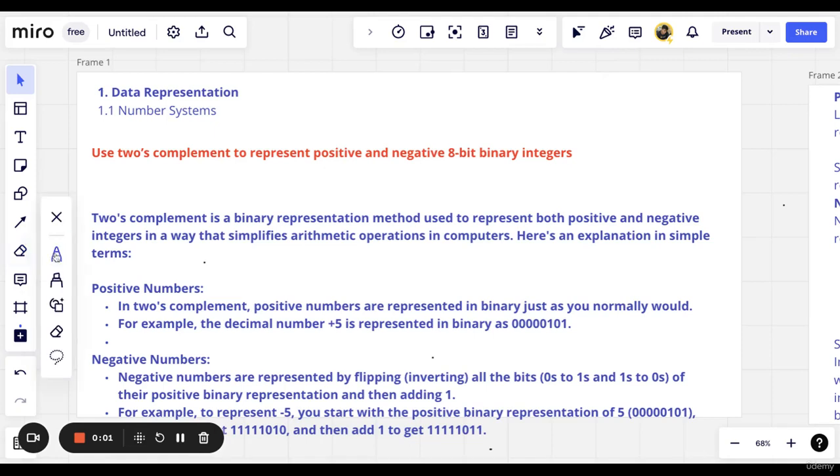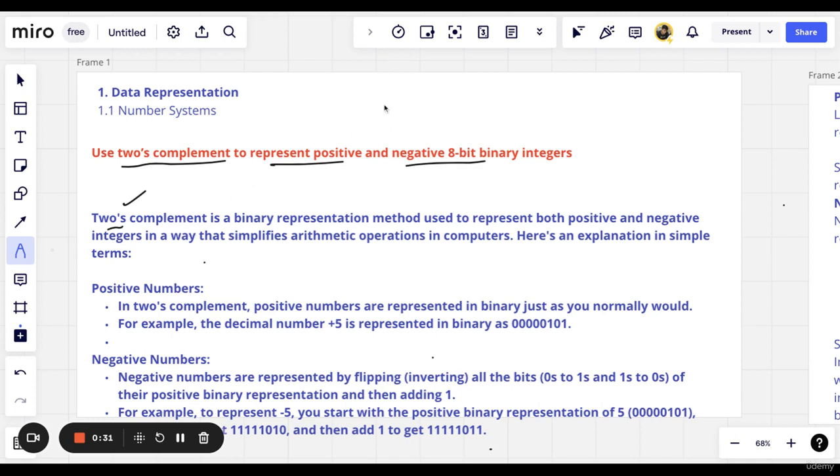In this video, we will be doing 2's complement to represent both positive and negative 8-bit integers. First, let us understand this term, 2's complement. It's just a fancy term, nothing complex. It's just a binary representation of a decimal number, and in this binary representation, you can represent both positive and negative integers. That's it.